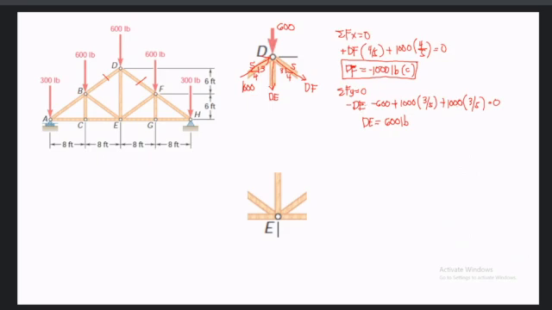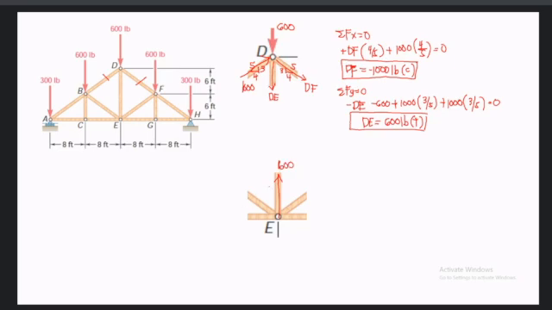600 minus 600, 600. Ano sagot? Okay, 600. So positive, so it means it is a tension member. Okay, so dito check na natin siya. So this is your DE at joint E. So this is 600.